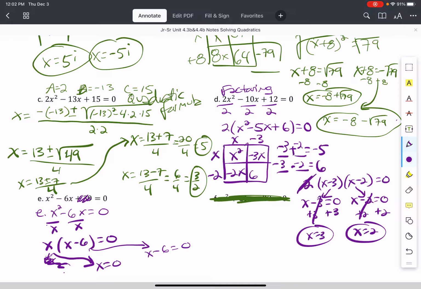Do I need to do anything on this one to get the x alone to solve it? No, that one's done. What about on this one? Yeah.